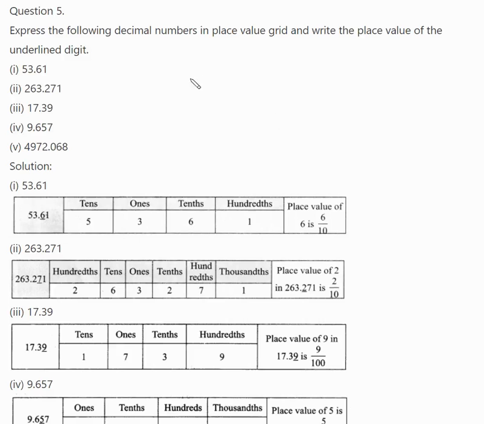And then they are asking one more question: underline the digit. They have underlined 6 in the first sum. So the place value of 6 is 6 by 10, because it is in the tenths place. In the second sum, 7 is underlined. So hundreds, 2 hundreds, 6 tens, 3 ones, 2 tens after the digit, 7 hundreds, 1 thousands. The place value of 2 is 2 by 10. Yes.